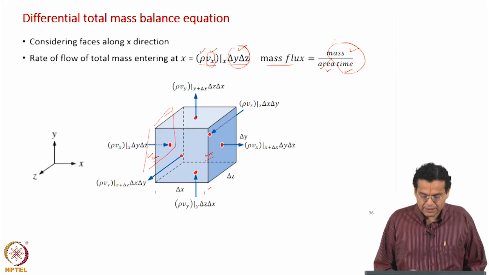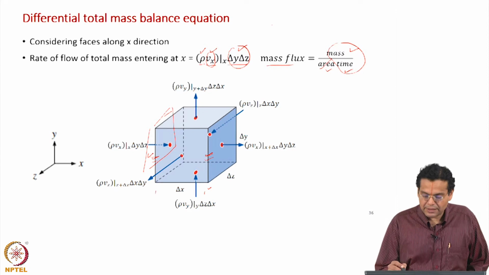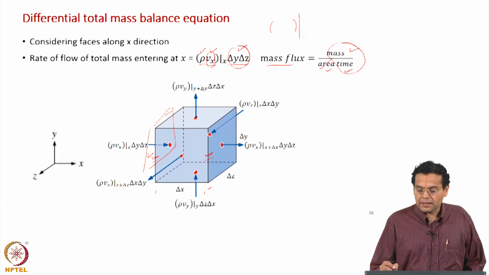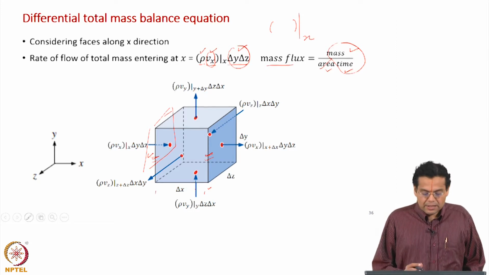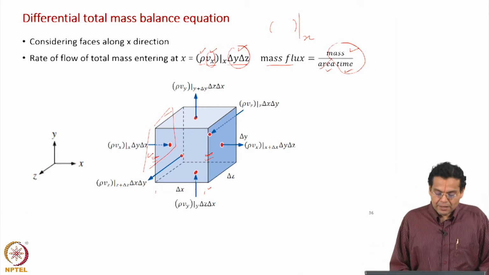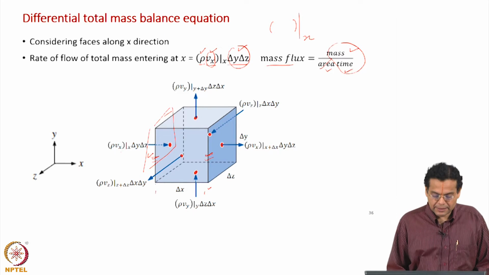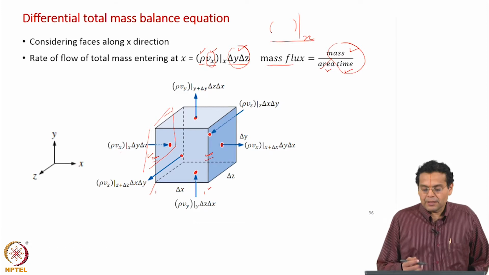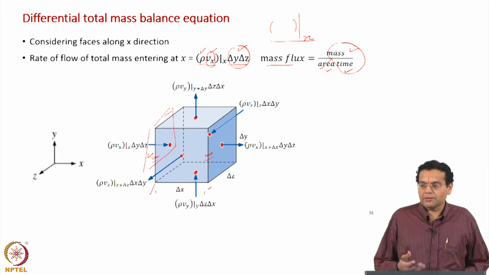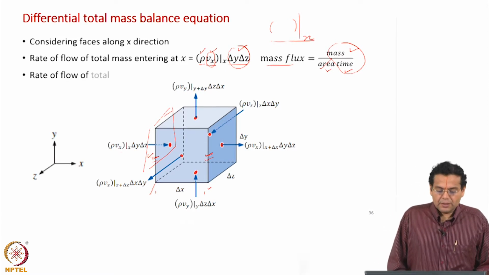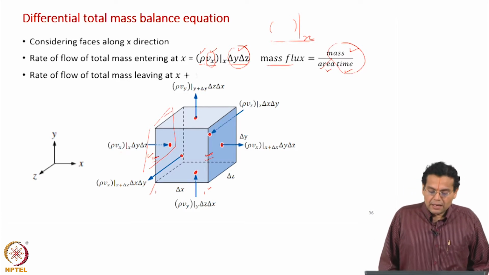Now, coming to the nomenclature here, what I have shown is rho and Vx enclosed in a bracket, and then a vertical line with a subscript x. What does it mean? This density and velocity are changing with the spatial location. We are evaluating mass entering at the left face, for which the x coordinate is x. So, this tells you that rho Vx is evaluated at x, or the value of rho and Vx at the position x.